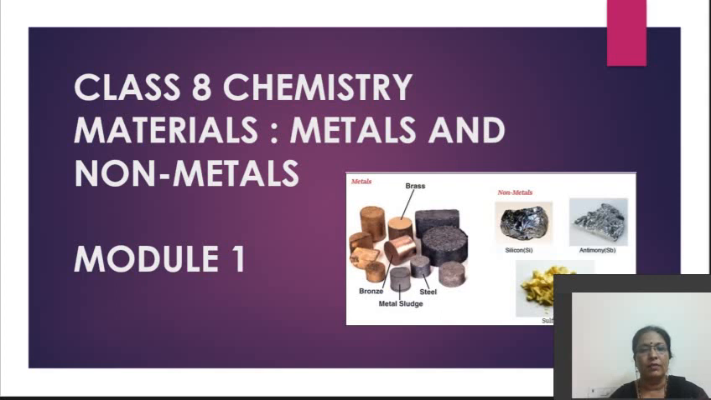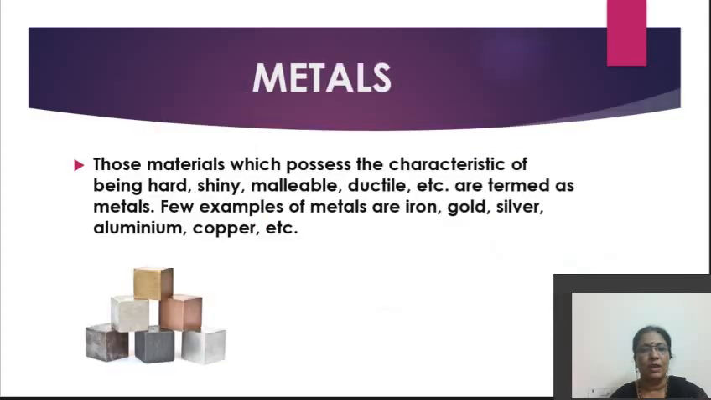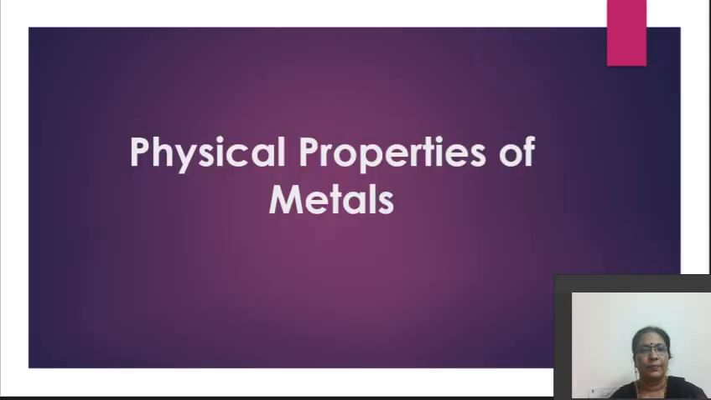Let us start with the metals. What are metals? Those materials which possess the characteristic of being hard, shiny, malleable, ductile, etc. are termed as metals. Few examples of metals are iron, gold, silver, aluminium, copper, etc. Let us see one by one these physical properties in detail.